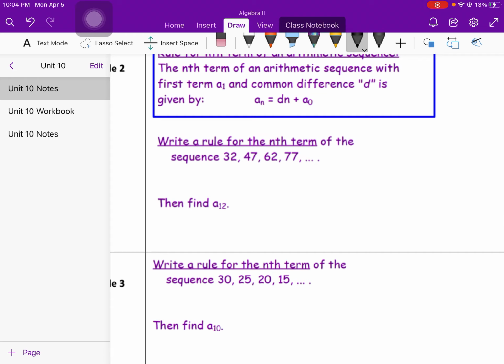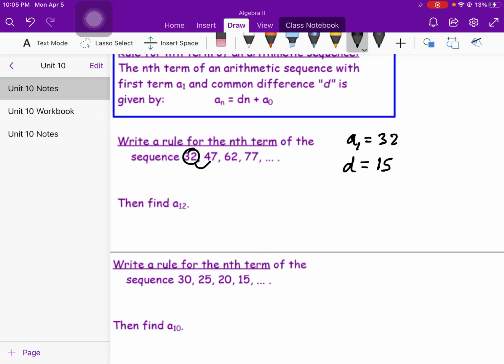So we want to write a rule for the nth term of this given sequence. So a of 1, notice, would be the 32. So the difference is going to be, how do we go from 32 to 47? And this one we would add 15. So d is 15. But now to find a of 0, it is equal to a of 1 minus d. Because we can just go backwards, do the opposite. So a of 0 is going to be 32 minus 15. So a of 0 is going to be 17.